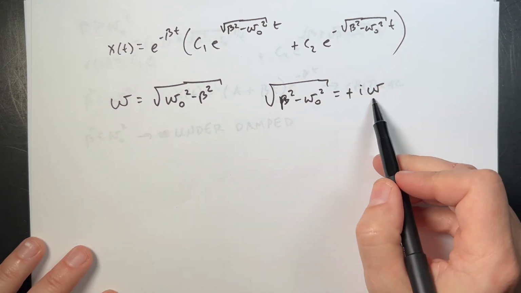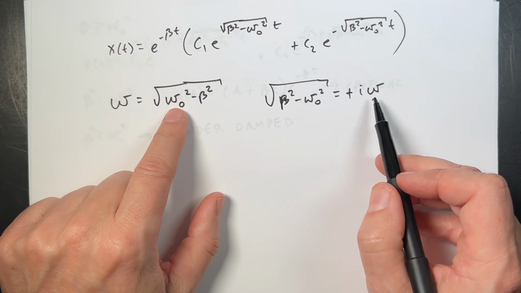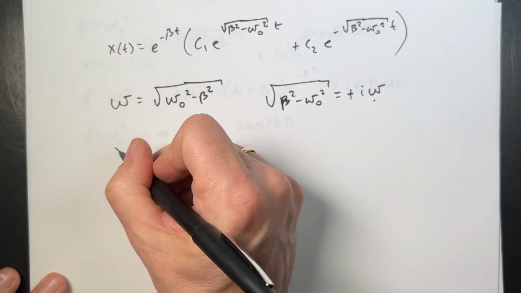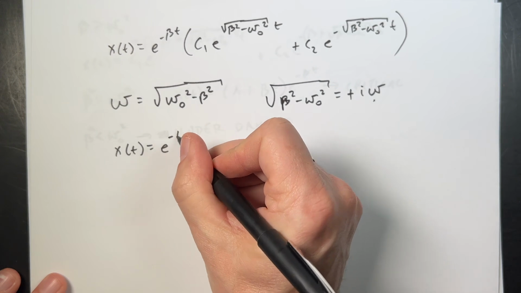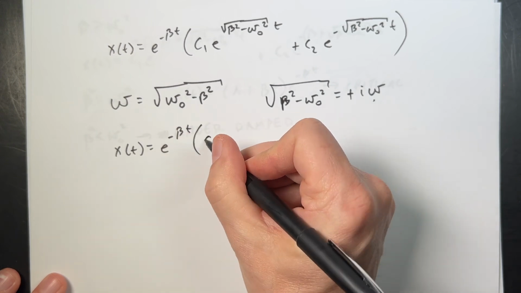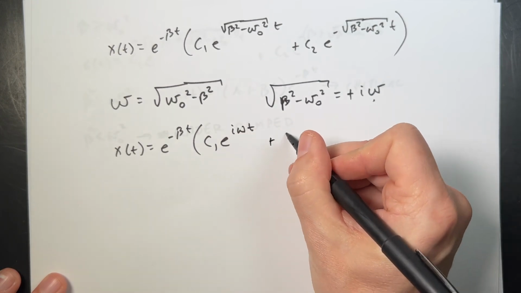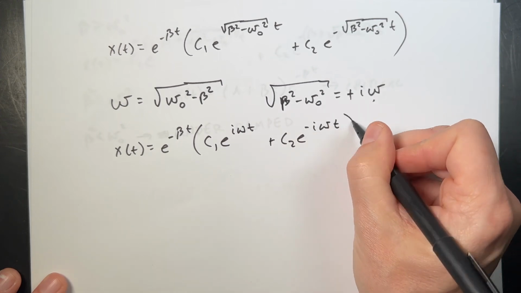And omega is this, right? It's not omega naught. Omega naught is the undamped frequency. This is the damped frequency. They're different. So if I plug that in up here, I get this. X as a function of t is e to the negative beta t times c1 e to the I omega t plus c2 e to the minus I omega t.